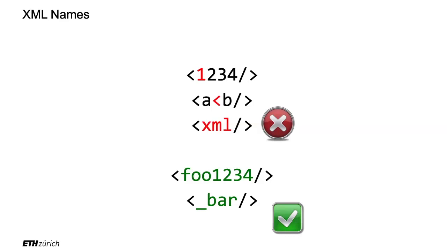Then you cannot use the smaller than sign in an element name. You can also not escape it because that's a name, so you can only escape text or attribute values, right? So here you cannot even escape it with anything. You just are not allowed to have this in an element name. The two at the bottom, foo, 1, 2, 3, 4, and underscore bar, that's totally fine, right? So you can have special symbols. The dash is also allowed. The point is also allowed, and so on.